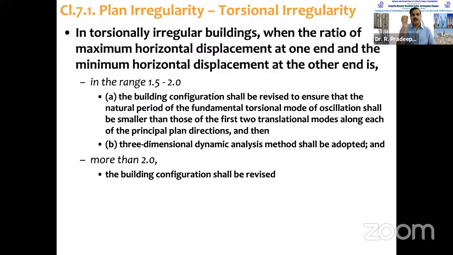If this delta max is more than 1.5, up to the 2 range, what the code suggests is to ensure that the torsional mode does not come as the first mode. It should be like the x direction mode and y direction mode, and the theta mode, that is the torsional mode, should be the third one. And if delta max is 2 times delta minimum, then you have to revise the configuration. Let me give one example.